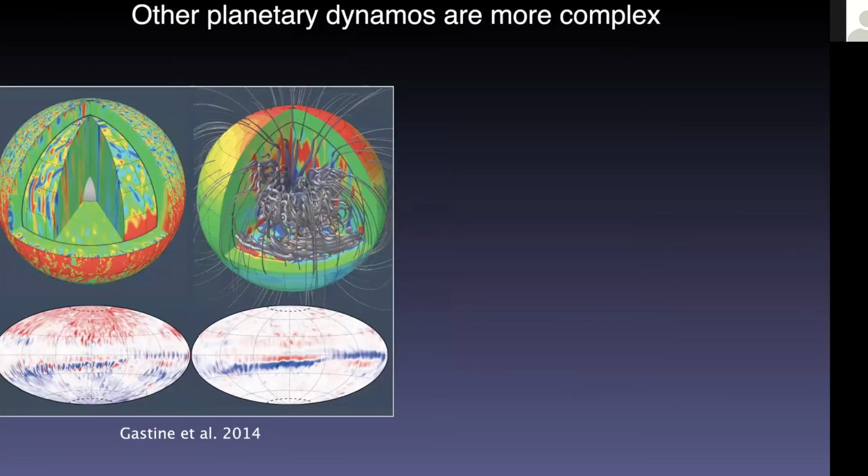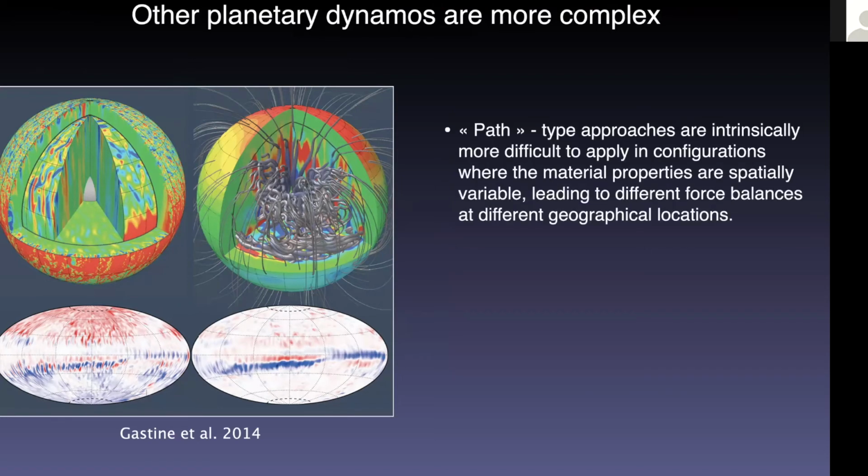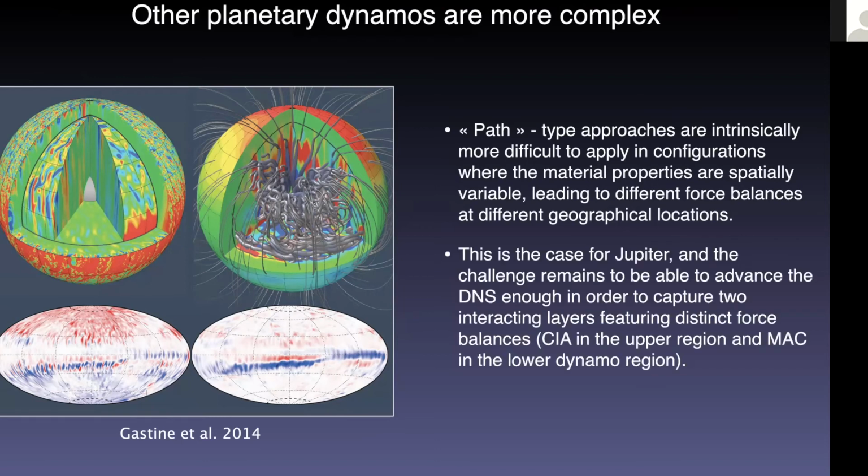So I want to state that other planetary dynamos like Jupiter are intrinsically more complex because they have radially spatially variable material properties, and the variations are over a large number of orders of magnitude. And this means that different force balances are obtained at different geographical locations. And this is so the case for Jupiter.